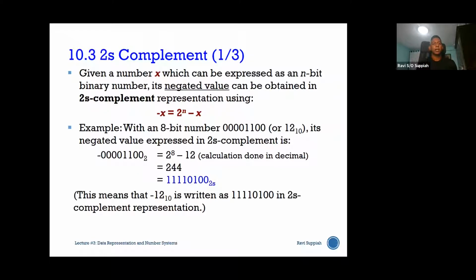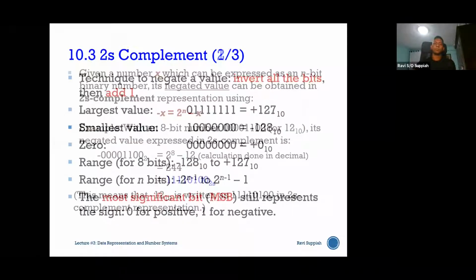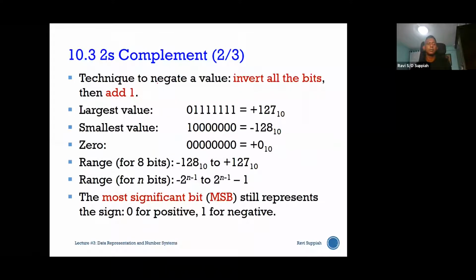Okay, the next part here is 2's complement. Now in 2's complement, the first step is exactly the same as 1's complement. You invert all the bits, but after you invert all the bits, you have one more step. You add 1. You invert all the bits and then you add 1.